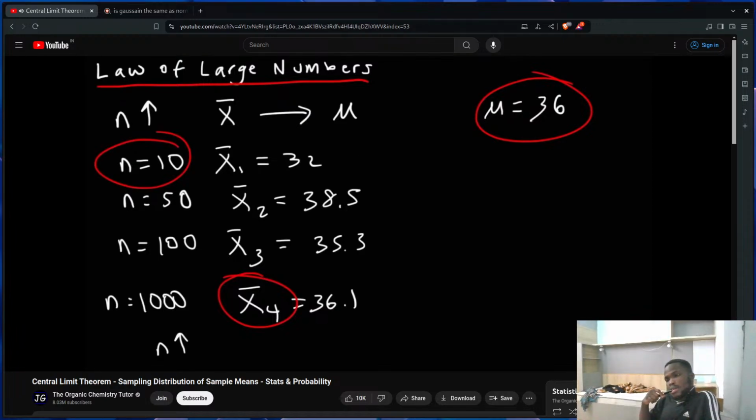So if you ask one person who's like 100 years old, this will greatly affect the average. Or if you ask a baby who's like less than 1 year old, it's going to affect the average big time. But the basic idea behind the law of large numbers is that as n goes up, the mean of the sample gets closer and closer to the population mean.